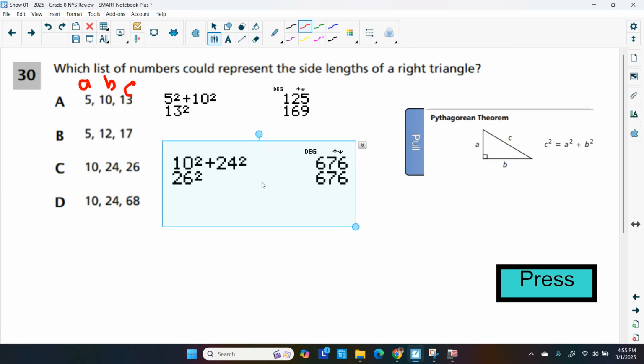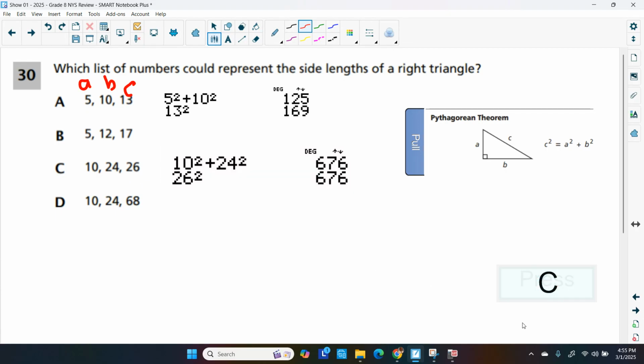It can make a right triangle because the sides squared and added together equal the hypotenuse, which is the longest side, squared. That's a way of looking at it, but you can use your calculator to get the formula. So our choice answer was C. All right.